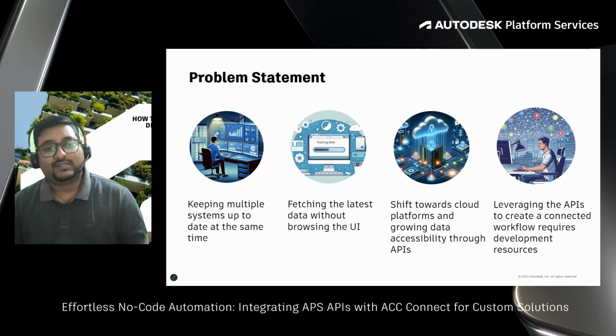The next challenge is a shift towards cloud platforms and growing data accessibility through the APIs. So you're seeing a lot of different cloud platforms which are being rolled out. So we see Office 365, you see cloud platforms like ACC, BIM 360. So there is a shift towards cloud platforms. And how can you access the data readily through the growing set of APIs that are being rolled out?